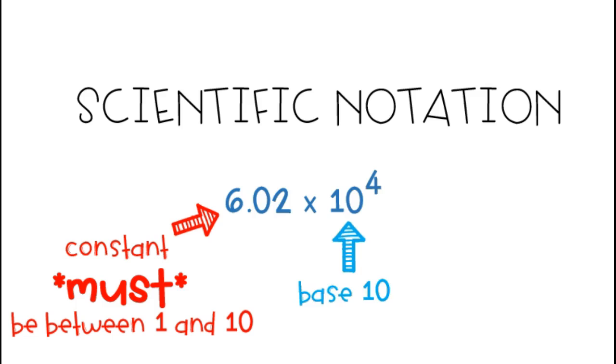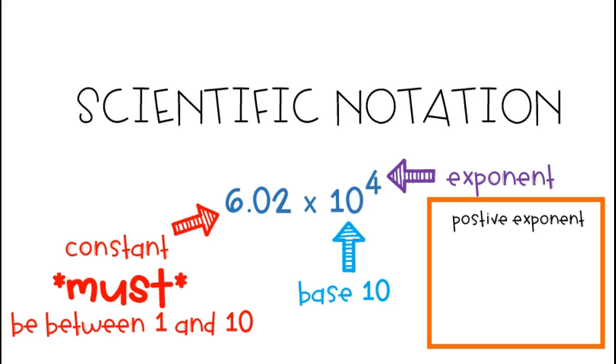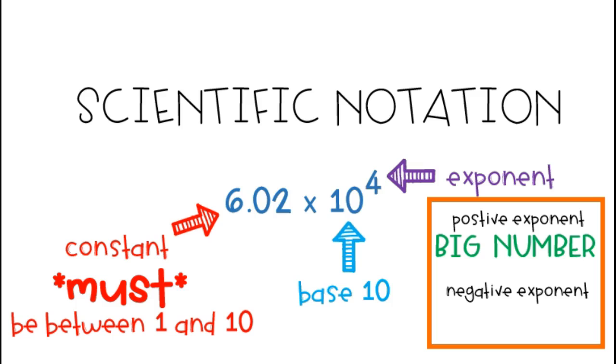You also have your base 10 along with your exponent. The exponent is going to tell us if the number is a very large number or a very small number. If we have a positive exponent, like we do in this case, 6.02 times 10 to the 4th power, we know that a positive exponent means this is a large number, a really big number. If there is a negative exponent, this is going to be a small number, a number less than 1.